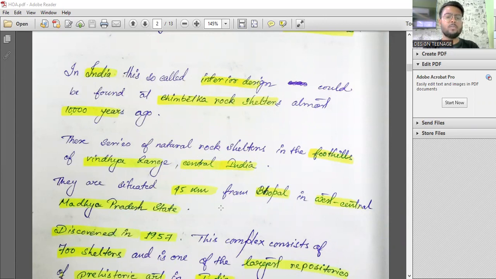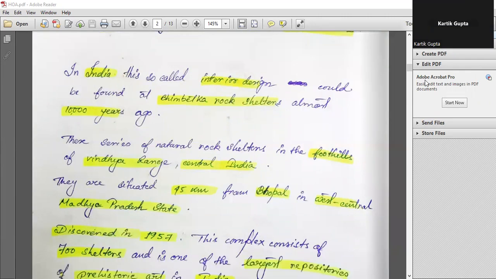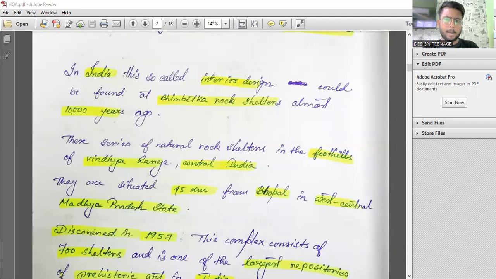Clear? Any doubts till now? No, sir. Okay. What about Shakti? I can see you have not responded. Are you getting it? Okay, fine. So we move ahead now.